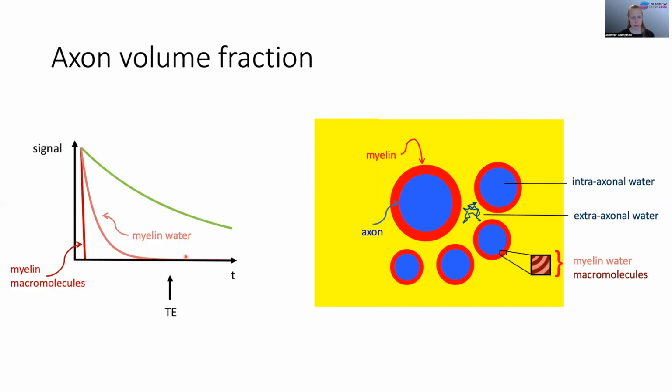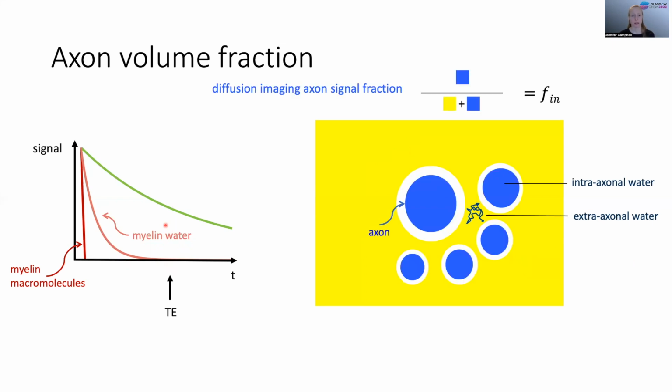So before we get on to that, I just want to point out that both of the myelin compartments have a very short T2. And so in a typical diffusion acquisition, we would get negligible signal from the myelin compartment. So when we do compartment size modeling using diffusion imaging, we're looking at the other compartments. And the diffusion imaging will give us a signal fraction of what I'll call the intraneurite space here.